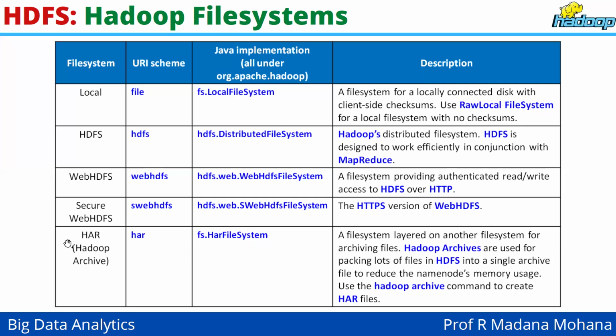Then the next file system is Hadoop Archive. Its URI scheme is har. Its Java implementation path is org.apache.hadoop.fs.HarFileSystem. Its purpose is a file system layered on another file system for archiving files. Hadoop archives are used for packing lots of files in HDFS into a single archive file to reduce the name node's memory usage. Use the hadoop archive command to create HAR files.